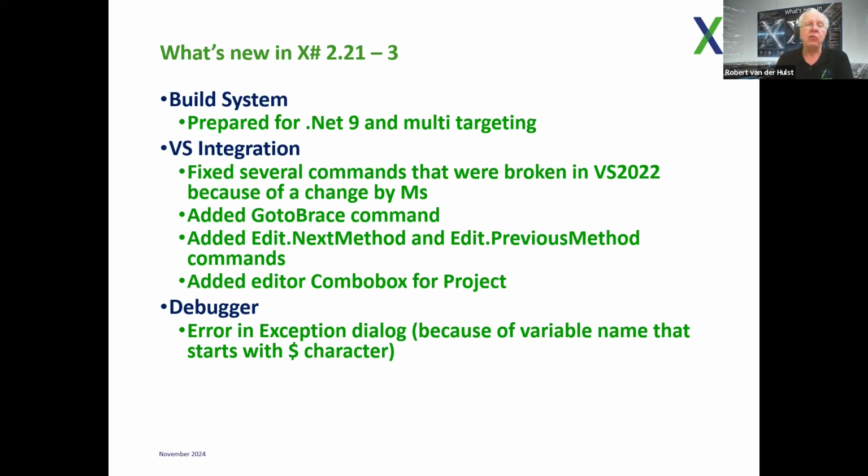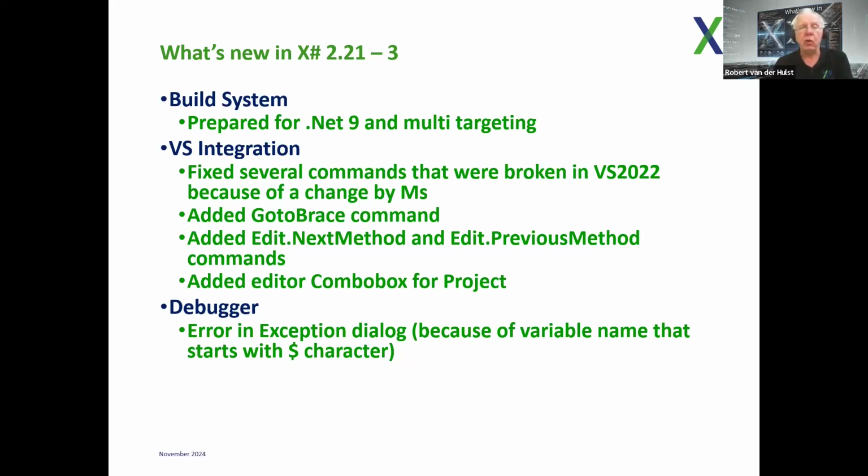I think the biggest changes in 221 are in the build system and Visual Studio. The build system we prepared for .NET 9 and multi-targeting. Multi-targeting means that you have one project file that can output both, let's say, .NET 9 and .NET 4.6 output files at the same time in different folders. That required quite some changes in the build system, and we have completely prepared for that. So that is also part of the things that we needed for X Sharp 3 that is now working.